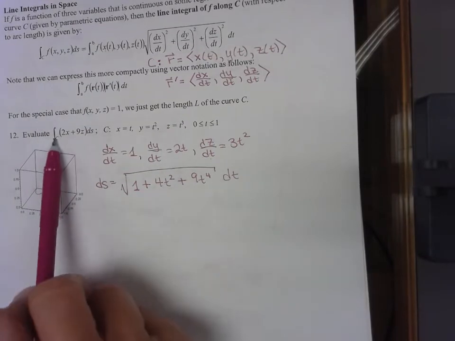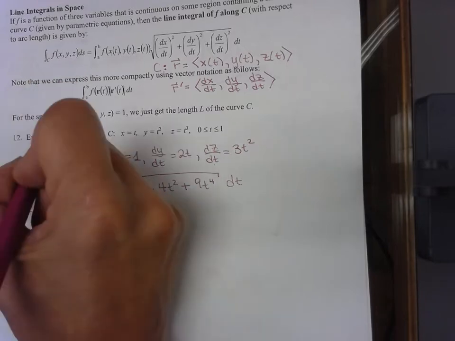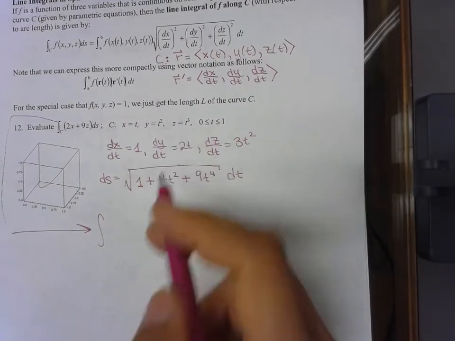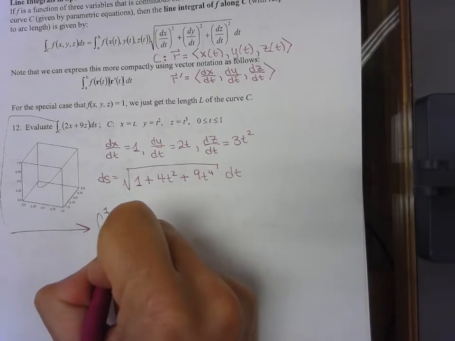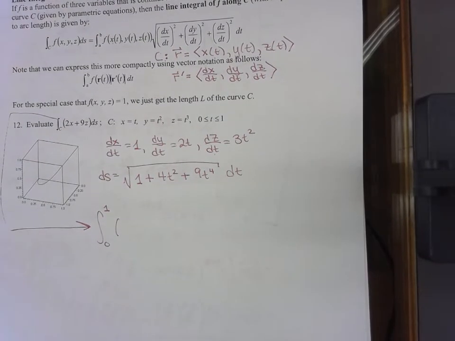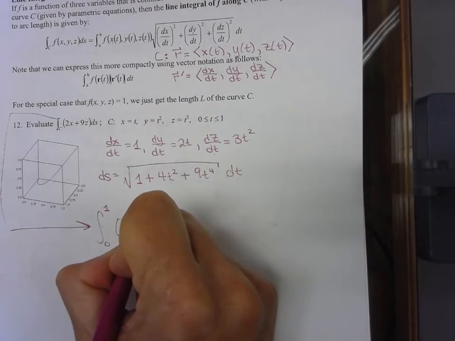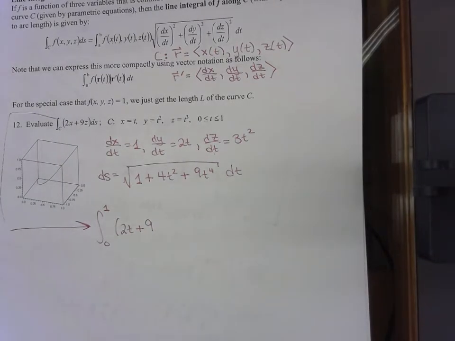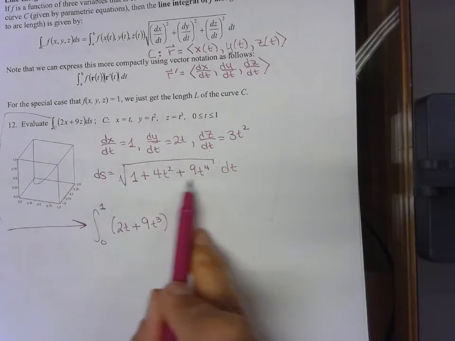I can't factor that. So I'm just going to leave it like that for now. One integral means one variable. I have to get everything in terms of t. And they tell me the limits are 0 and 1. And what am I going to put in place of x? T. I'd have 2t plus 9. And what am I going to put in place of z? T cubed. And then the ds gets replaced by this.